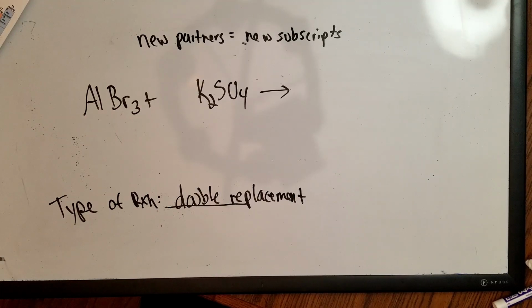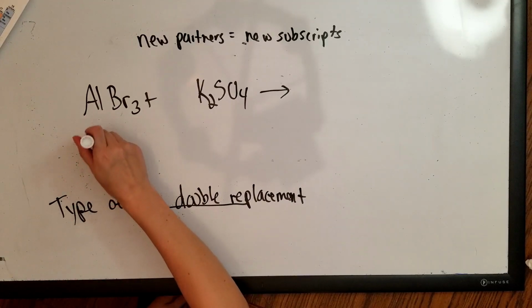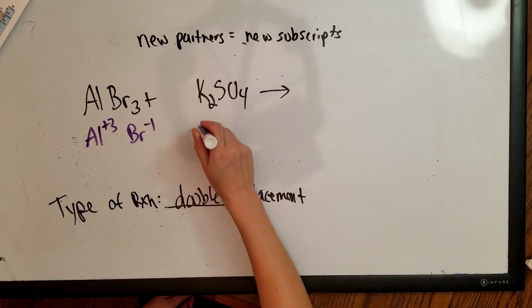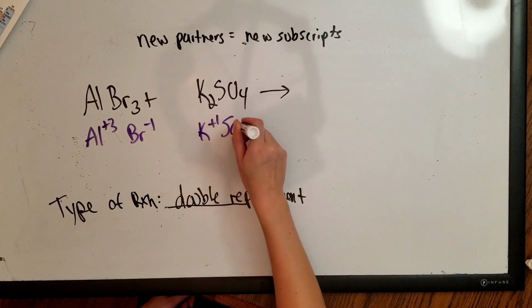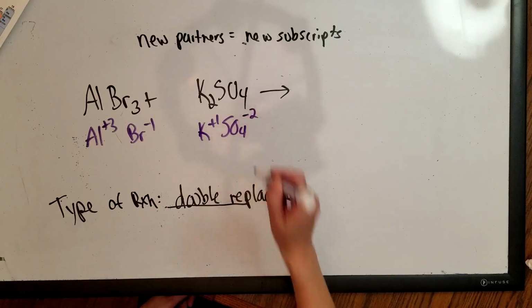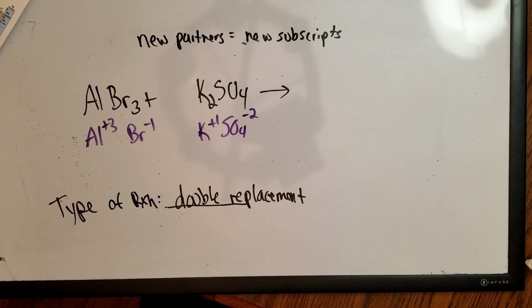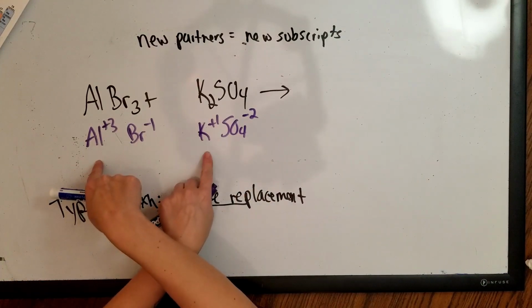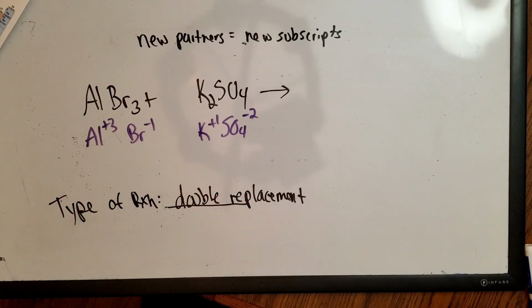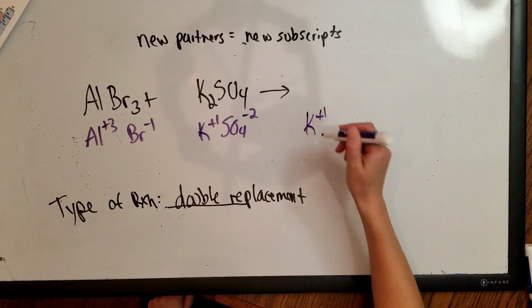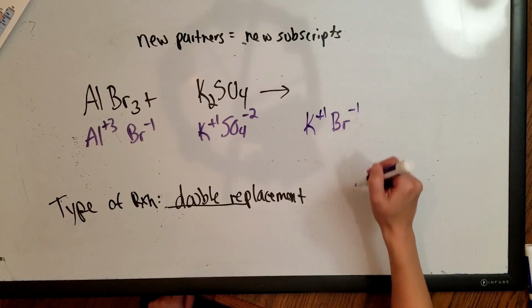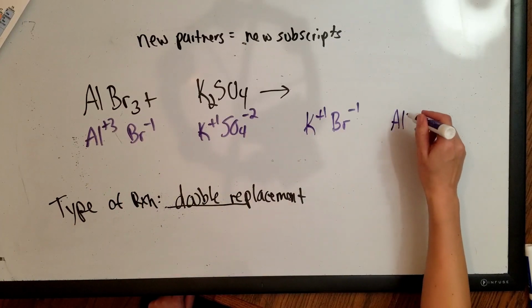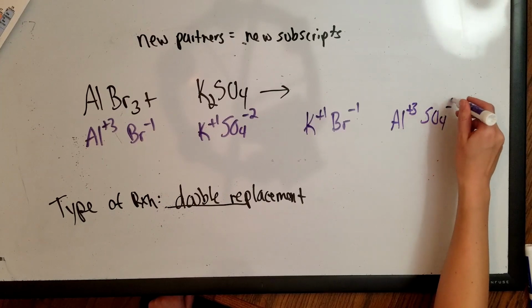Okay, so to figure out who's switching places, we approach it the same way we did a single displacement, where we write each element and its most probable charge. Remember, SO4 is a polyatomic, so you would find that -2 charge on the polyatomic table. Now when these guys switch places, it's the cations that are going to switch. So that means potassium on the product side is going to be with bromine. Aluminum, instead of being with bromine now, is going to be with the sulfate.